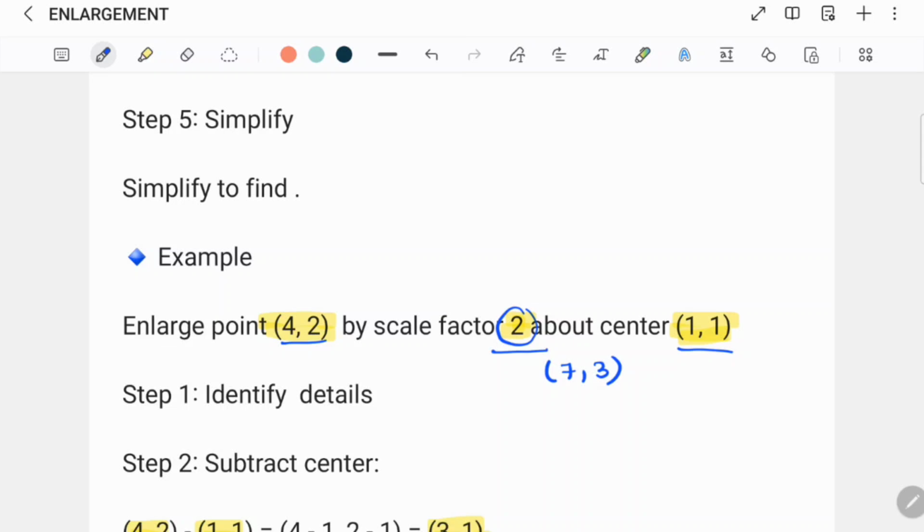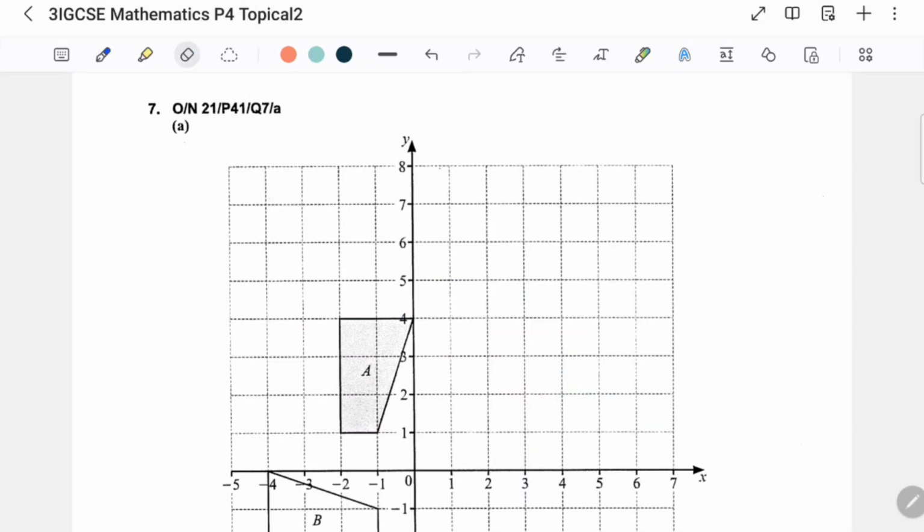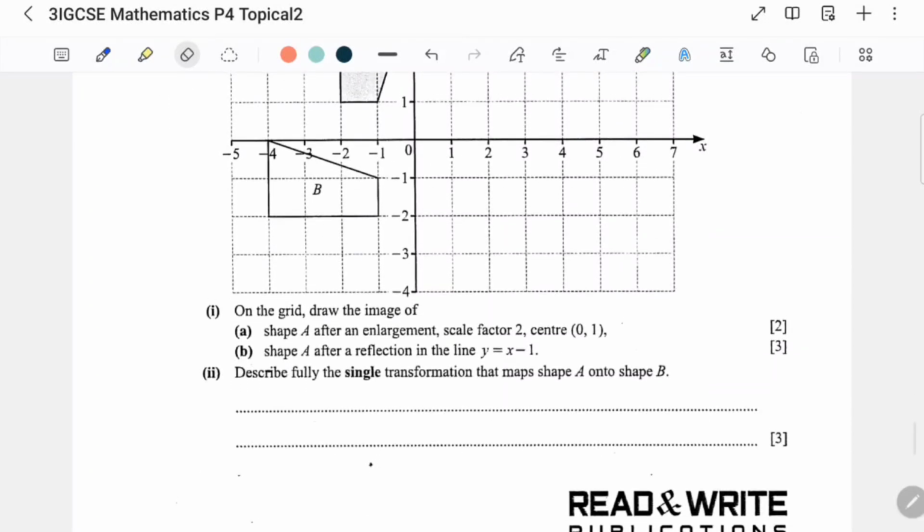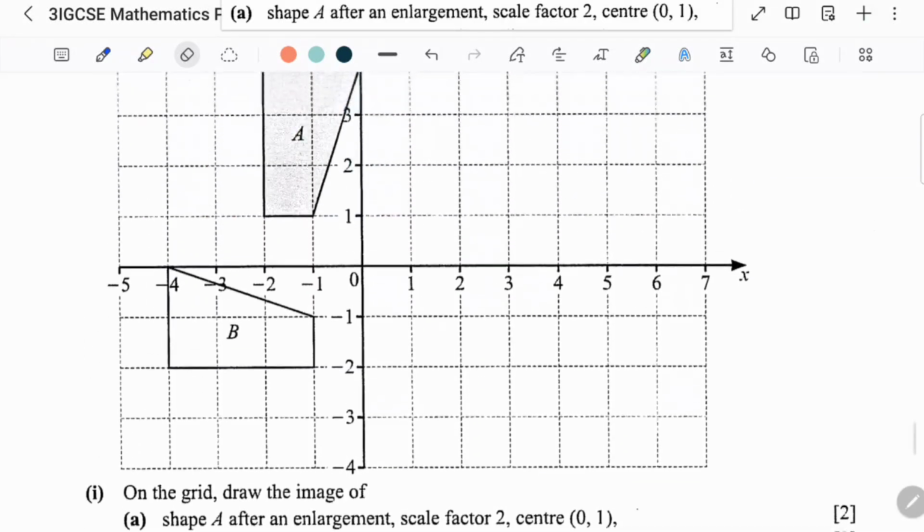a diagram. Alright, so take your pencil, ruler, eraser and start working with me. Let's begin the question. Alright, so October/November 2021, the paper is 4-1 and the question is question number 7A. So we are doing part 1. A shape A on the grid, draw the image of the shape A after an enlargement. The scale factor is 2 and the center is (0, 1). It's a 2 marks question.